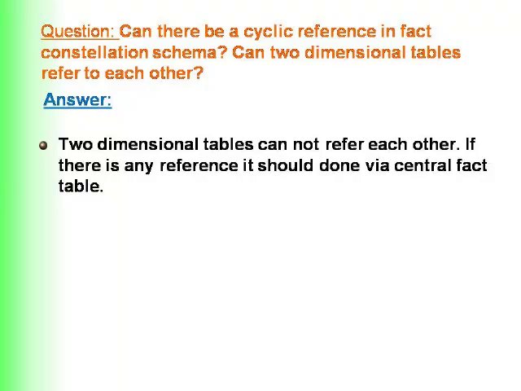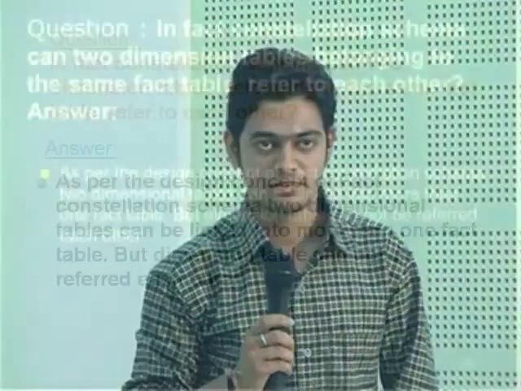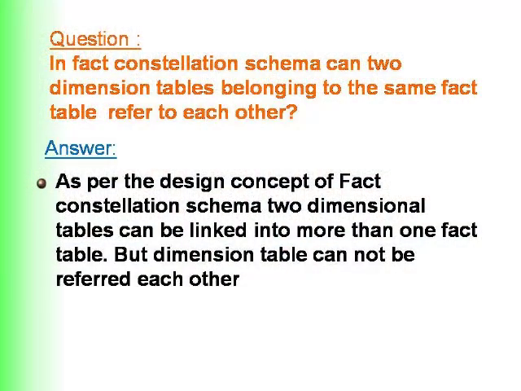To answer our next question, can two-dimensional tables refer to each other? The answer is no. Two-dimensional tables can never refer to each other. Any reference is always done via the central fact table only. I have a doubt. In fact constellation schema, can two-dimensional tables belonging to the same fact table refer to each other? As per the design of fact constellation schema, two-dimensional tables can be linked into more than one fact table, but dimension tables cannot be referred to each other. Therefore, two-dimensional tables belonging to the same fact table cannot refer to each other.